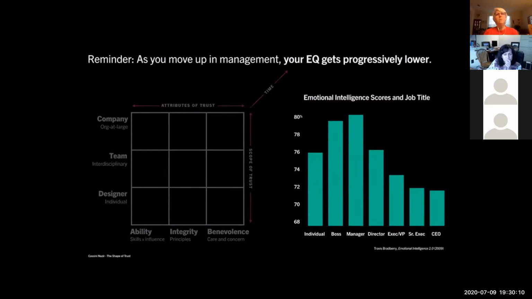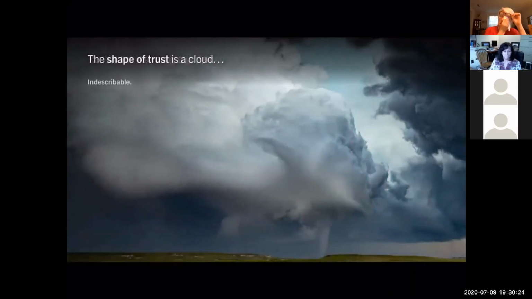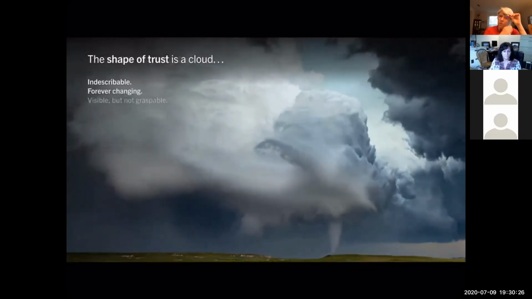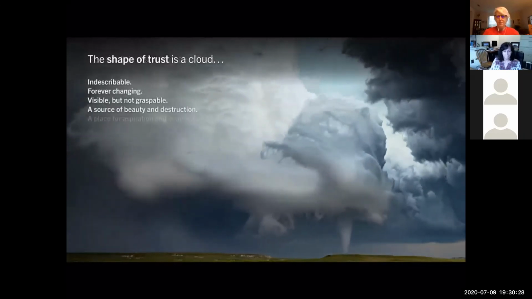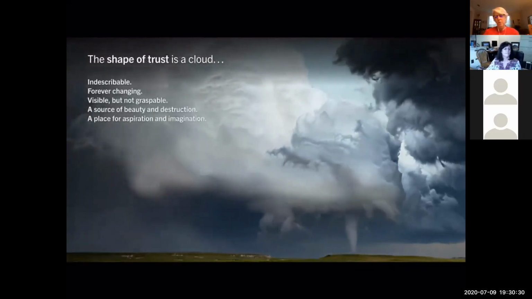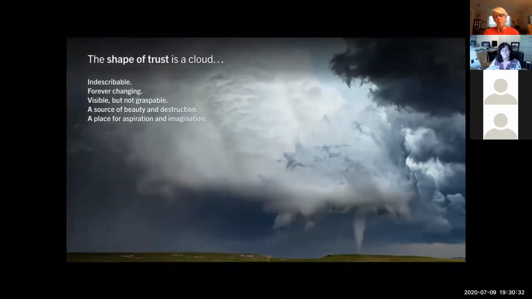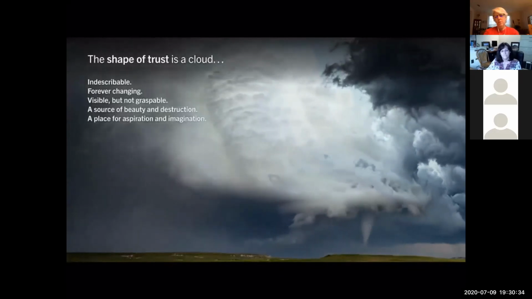So they tend to score higher on emotional intelligence, while CEOs who deal less and less directly with employees score the lowest, unfortunately. And for this reason, I think the shape of trust is a cloud. And if you try to describe a cloud to somebody who's never seen one, it is extremely hard to describe it.